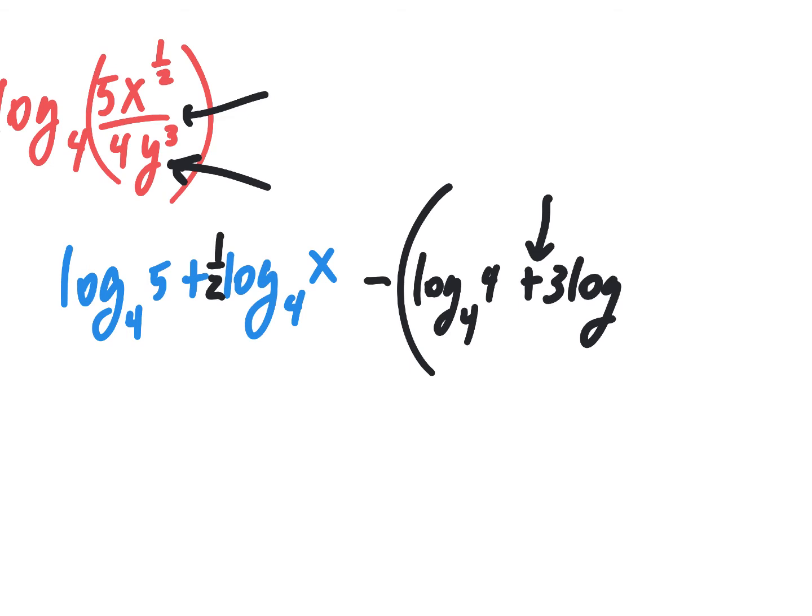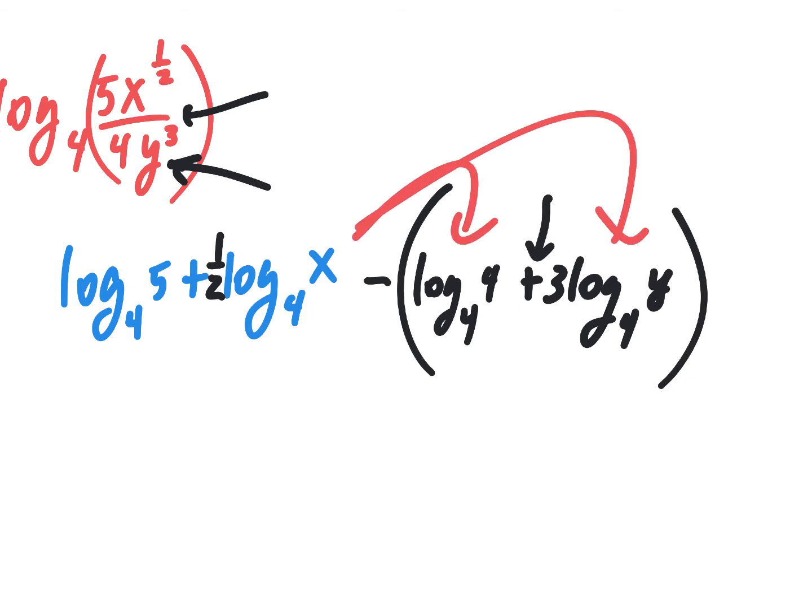3 log base 4 of y. And again, if you wanted to distribute the negative to both, that would be totally fine. Now, again, I didn't even do it yet. What's wrong with the answer as written on the board? Yes? You need to simplify further. Log base 4 of 4 can be simplified to 1. That has to be a 1. The number 1. Okay. Any questions about that kind?